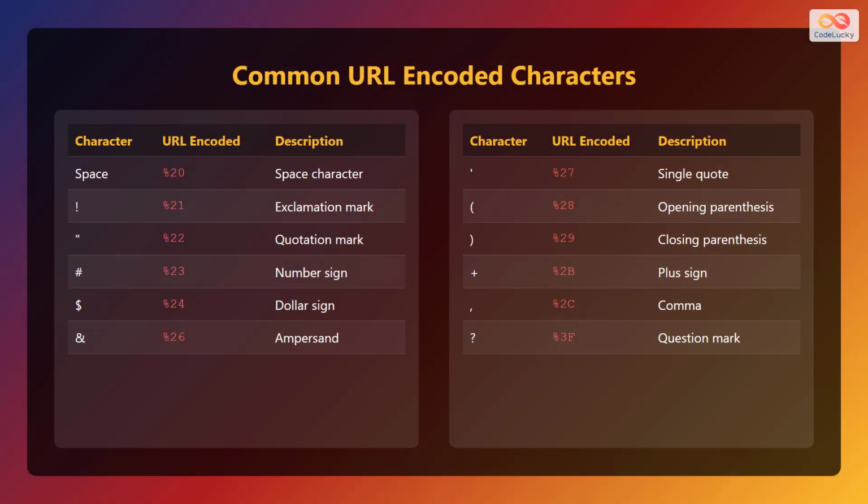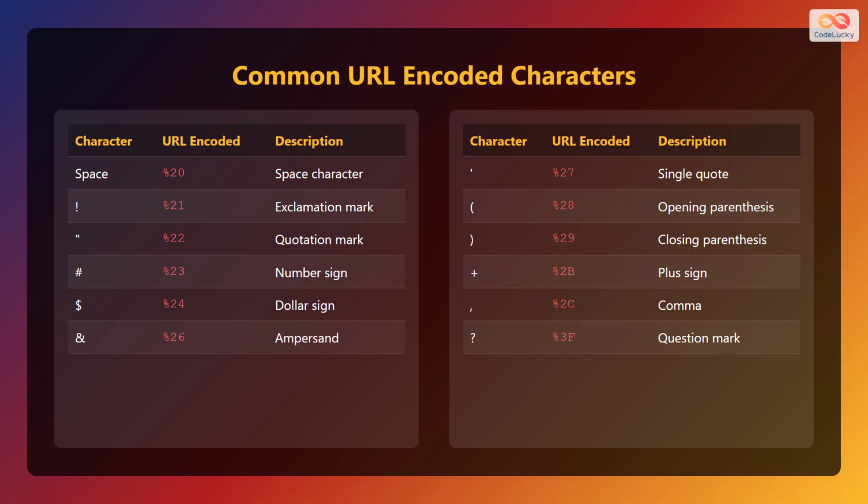Here are some commonly used URL encoded characters. A space is encoded as %20. An exclamation point becomes %21. The quotation mark, double quotes, is encoded as %22. The number sign, hashtag, is %23. The dollar sign becomes %24. The ampersand is encoded as %26.